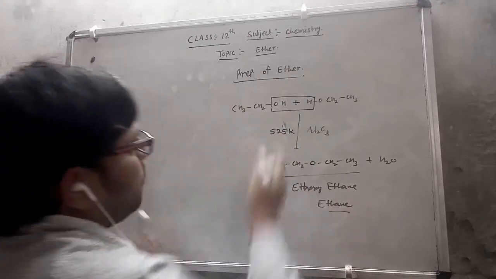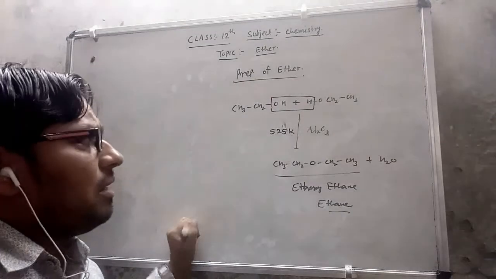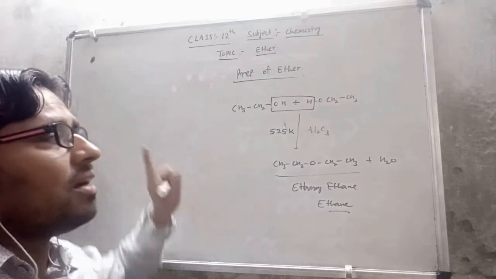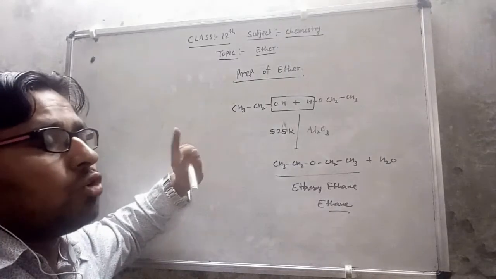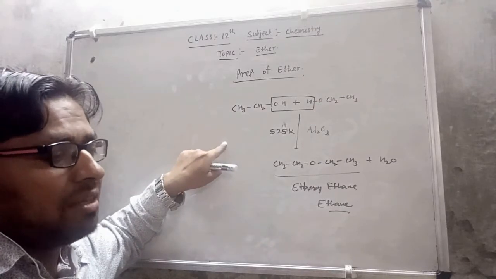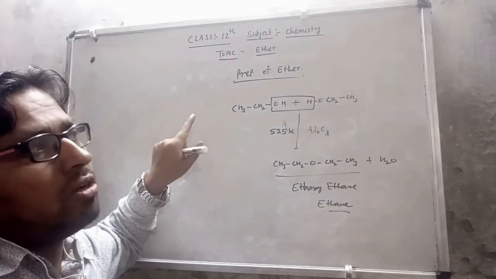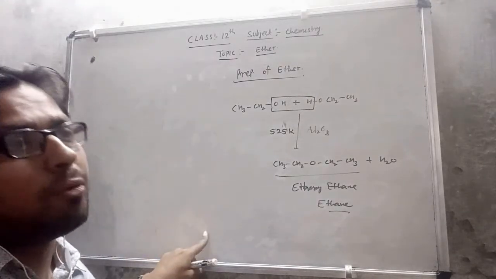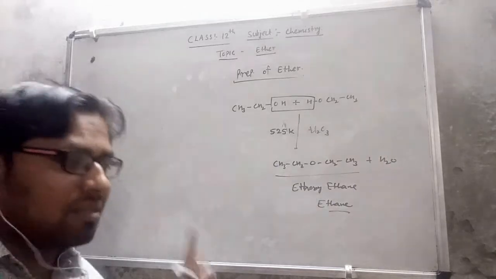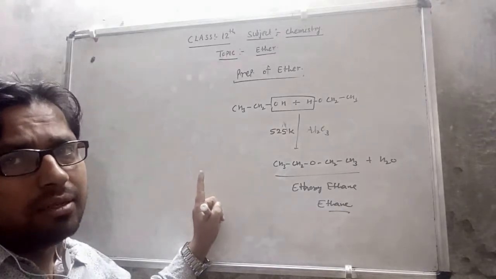So those are the three important methods of the preparation of ether. I hope you have understood. Two methods are very important for the formation of ether: one is the Williamson synthesis method, and the other is the dehydration of alcohol. The mechanism of the dehydration of alcohol is also very important. In my next video I will discuss the physical properties of ether. Thank you.